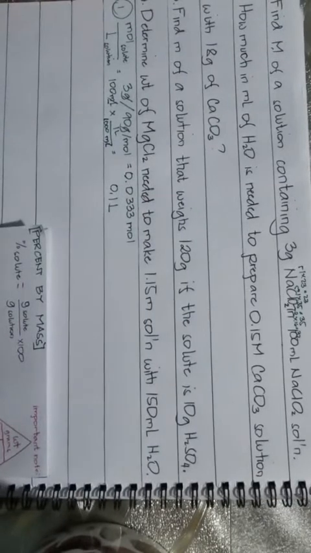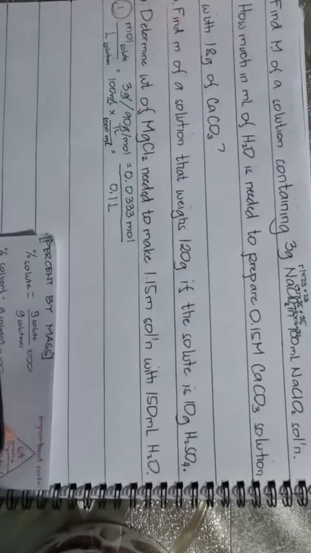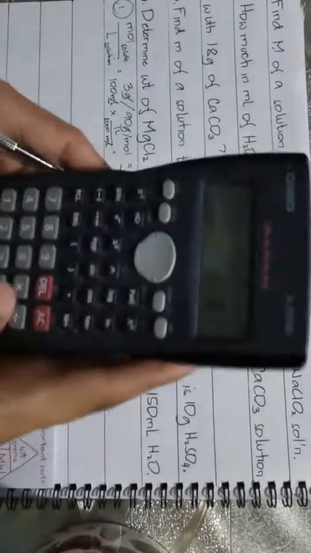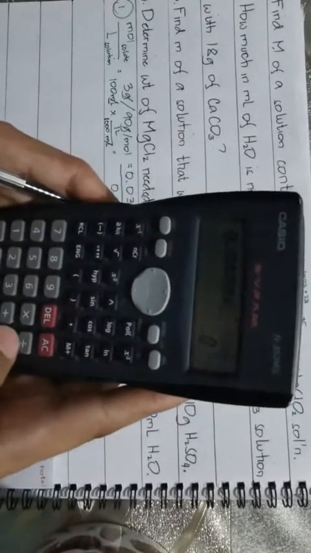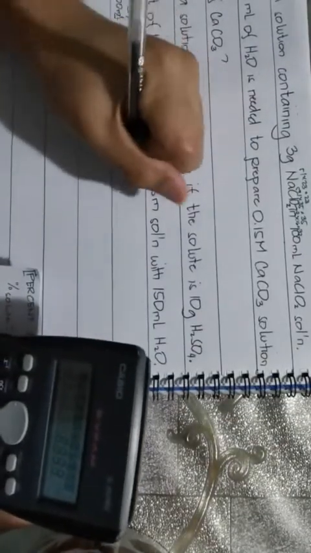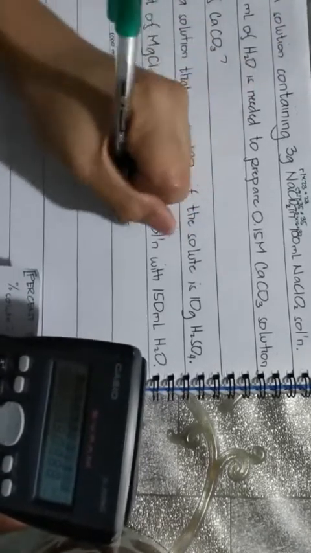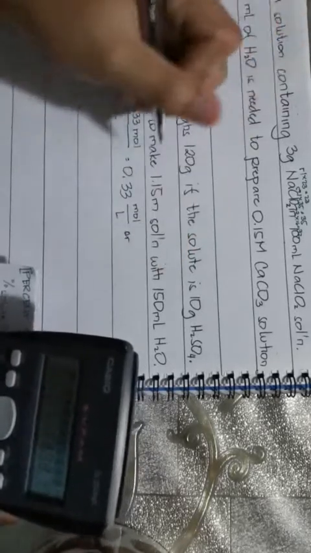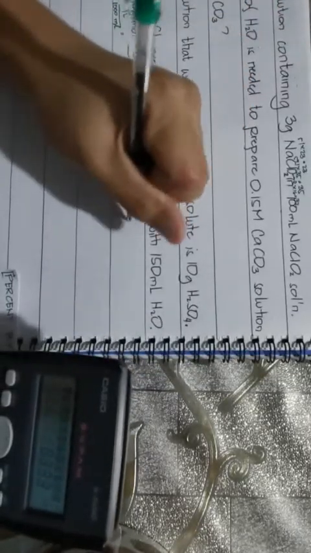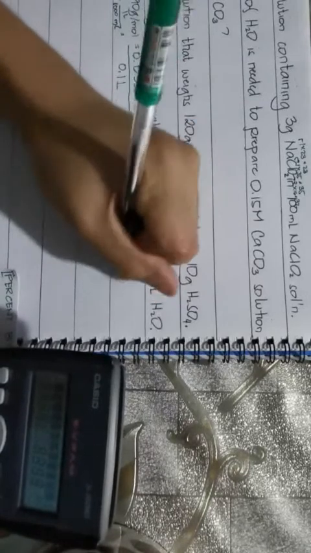What's next for us to do is for us to divide our mole of solute to the liters of the solution. So 0.0333 divided by 0.1. Our molar concentration, I mean, is 0.33 mole of solute over liter of solution, or it can be written as capital letter M, or it can be written as molar concentration.